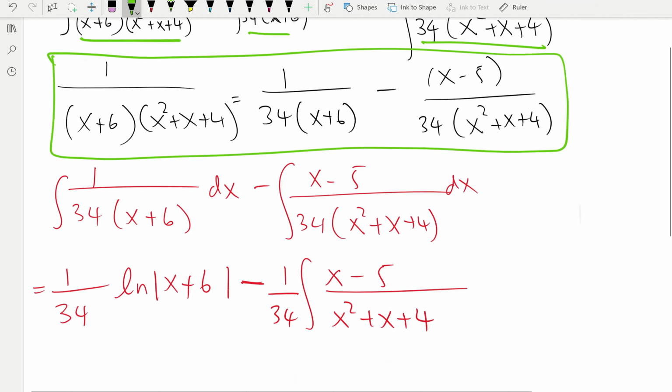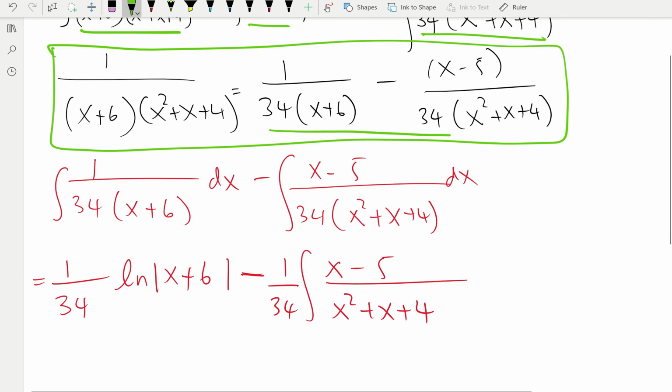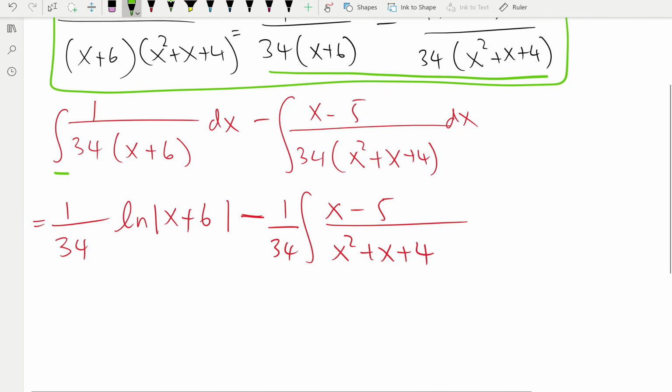Okay, so I have done some work here to save time. So we want to integrate the right hand side of the decomposition. Then integrating the first part is very easy. 1 over 34 times (x plus 6). It's a linear factor in the denominator, so we can take 1 over 34 outside the integral, and the integral of 1 over x plus 6 is natural log of x plus 6. So this is what we get if you integrate 1 over 34 times (x plus 6).